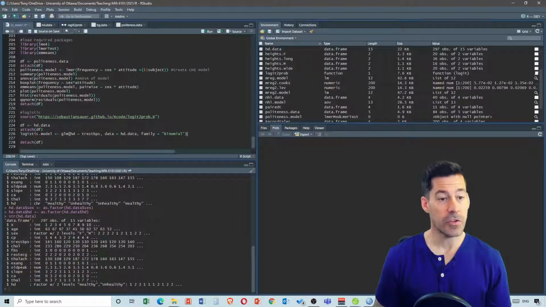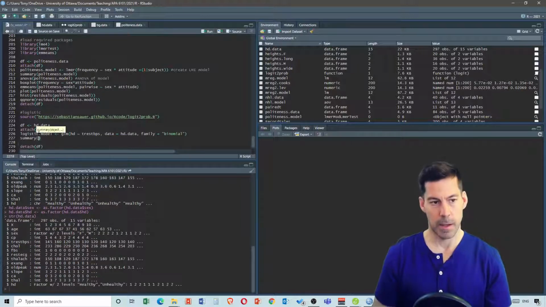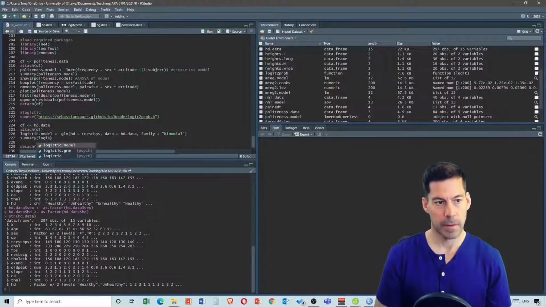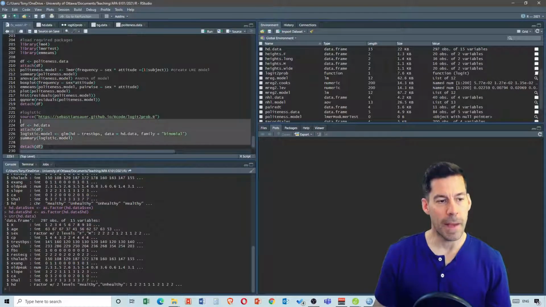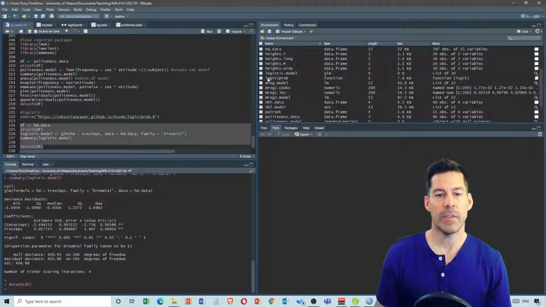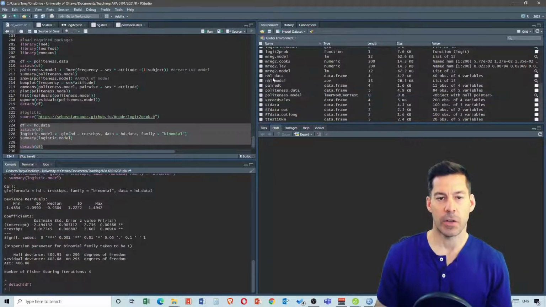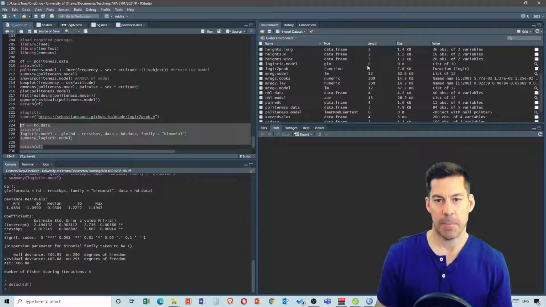Okay, so that should create us our logistic model, and then we can print out a summary of that model. So let's just run those commands to start. What we see is it created our new model, and it is called logistic.model. Oh, it's right there, logistic.model.